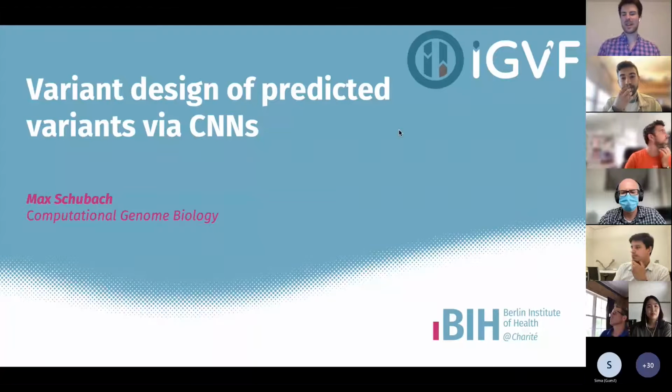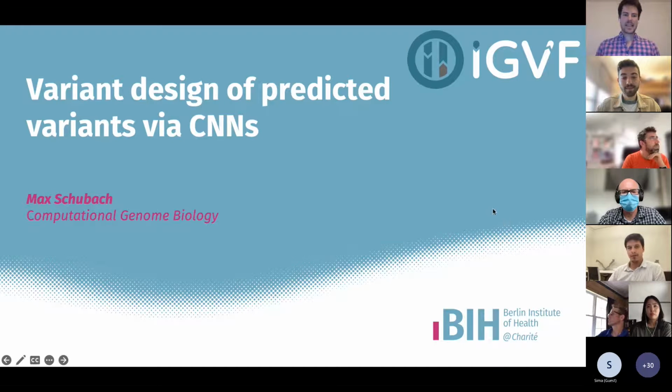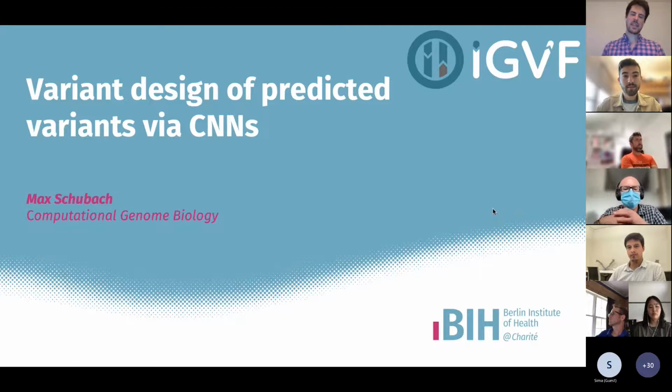I'm Max Schubach. I'm a postdoc in the computational genome biology lab of Martin Kircher, here in Berlin, Germany. And I'm going to talk about a variant MPRA design that I did 2 to 3 years ago, but unfortunately I do not have the results yet.